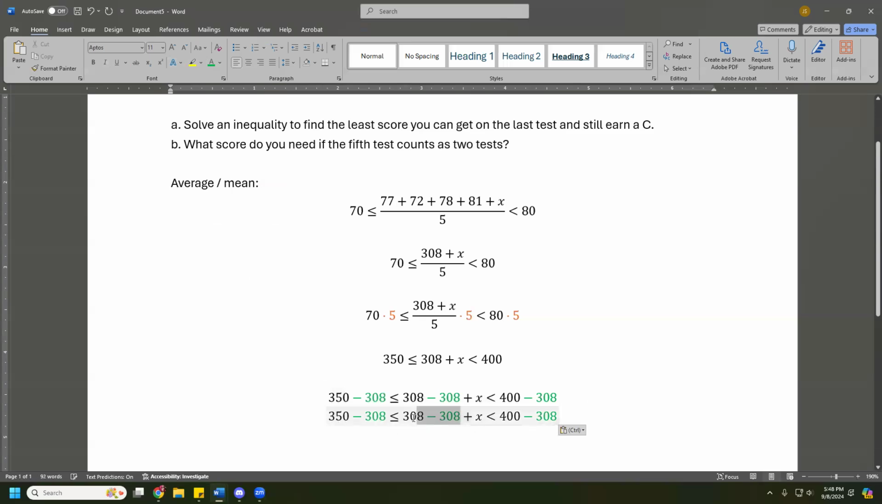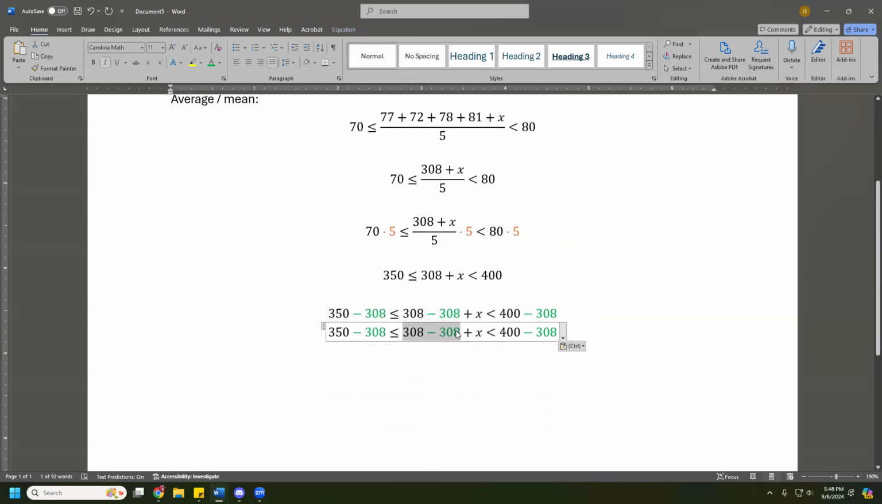When I do that to the piece in the middle, 308 minus 308 cancels out to leave me with just X. And now all I have to do is actually subtract these. So it looks like this is going to end up being 42. And then over here, this is going to end up being, what is that, 92? I believe so. Yeah, plus 92 would bring this to 400.